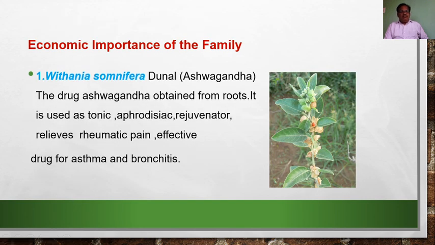Then the economic importance of the family. First plant is Withania somnifera, which is known as ashwagandha. It has a smell like that of a horse. So ashwagandha is there. The drug ashwagandha is obtained from the roots, and it is used as a tonic.